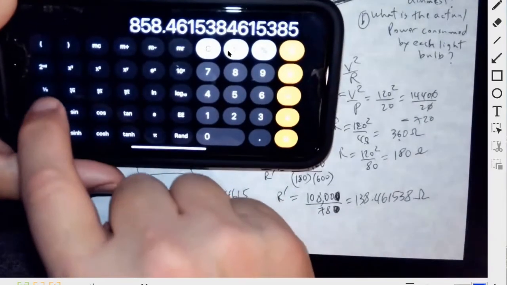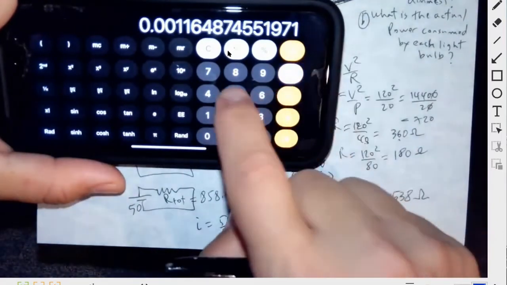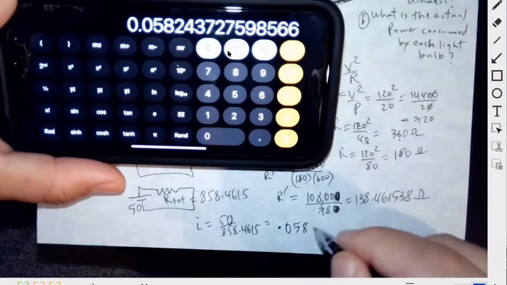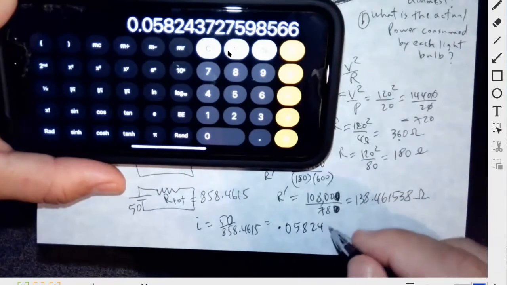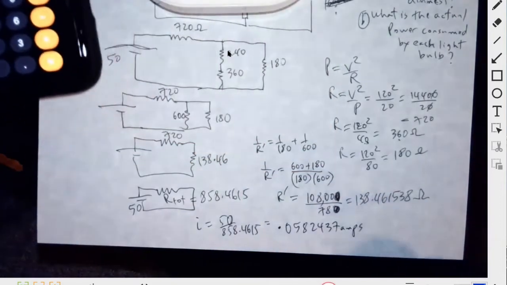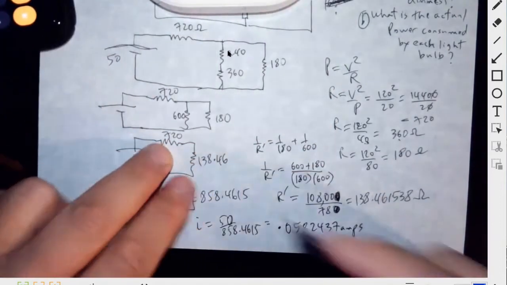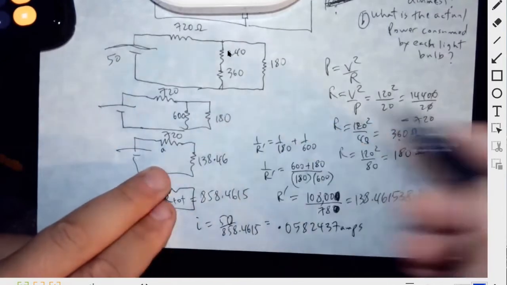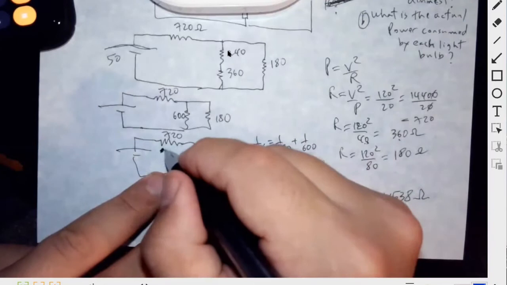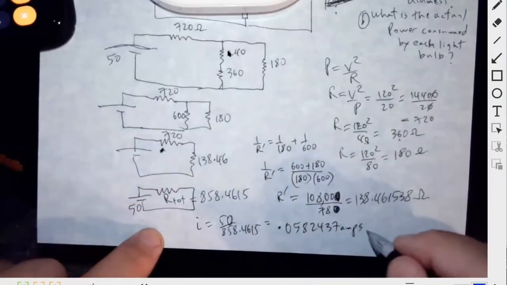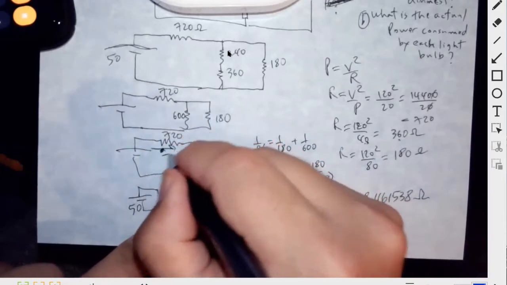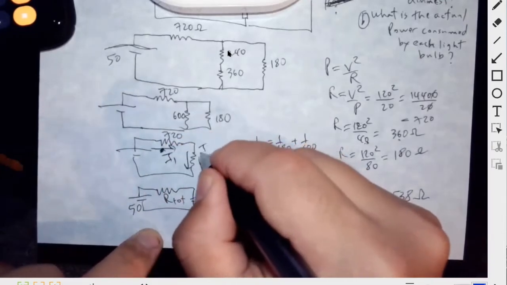So invert this number, multiply by 50. 0.0582437 amps. And then those two will have the same amps. I'll call it I1. I'll say I1, I1.